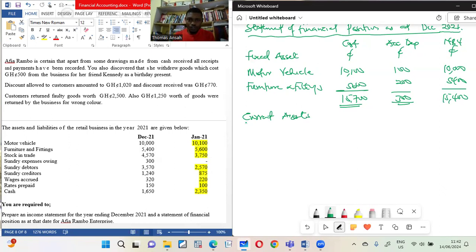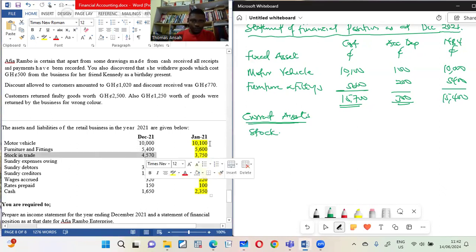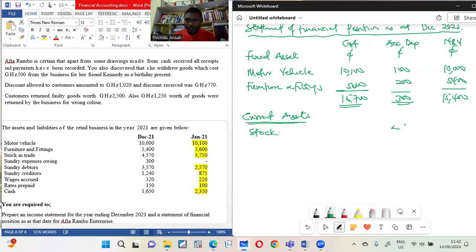So here we have closing stock. The closing stock is what? Stock in trade, we have 4570. So we have that. Then what do we have again? We have the debtors, right? So sundry debtors, balance is 3570. Nice rhyming.